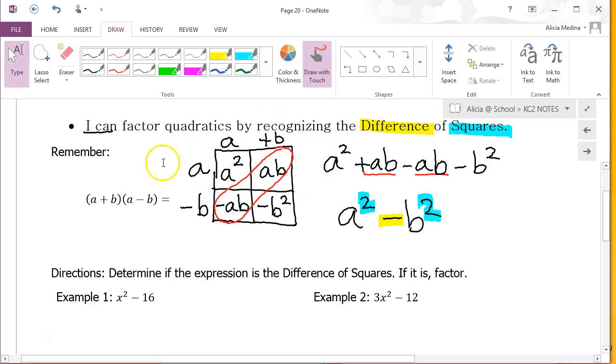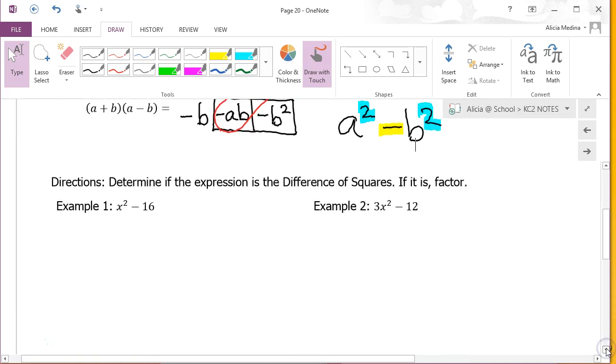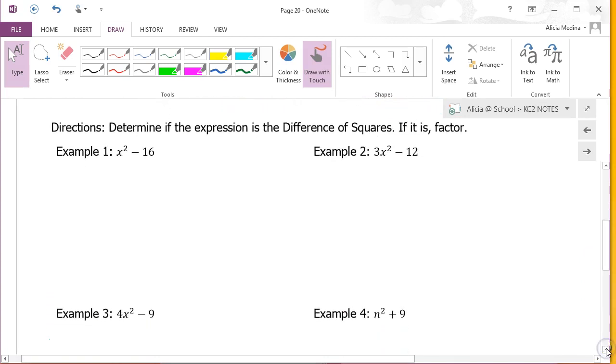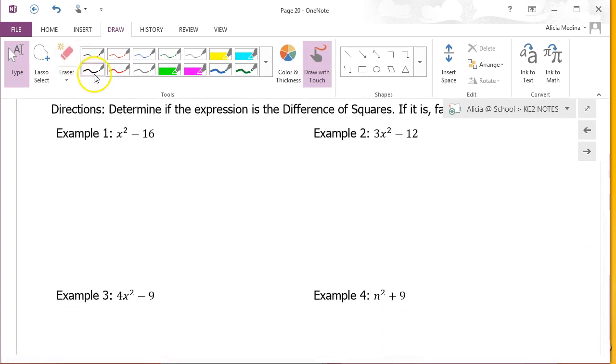So let's practice some of these. Again, if we're not subtracting, we can't even really say that this is a difference of squares, and then the squares obviously have to deal with each number being a perfect square itself. So looking at this first example, example 1, I have x squared minus 16. Do I have a subtraction sign? Yes, so I do know that it is a difference. And now I'm going to check to see if each of these terms are a perfect square.